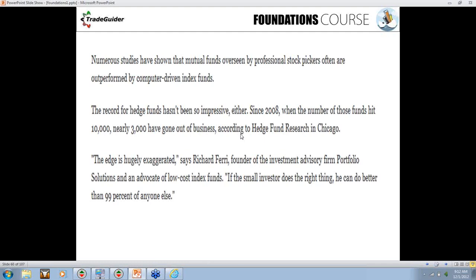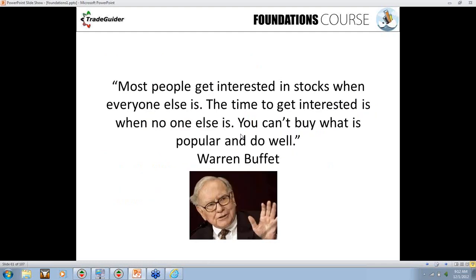Doing the right thing, however, means understanding when to buy and when to sell. Most people, says Buffett, get interested in stocks when everyone else is. The time to get interested is when no one else is. You can't buy what's popular and do well.